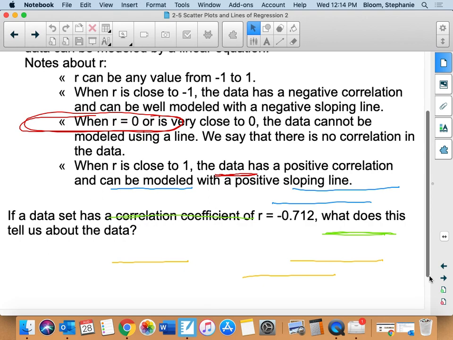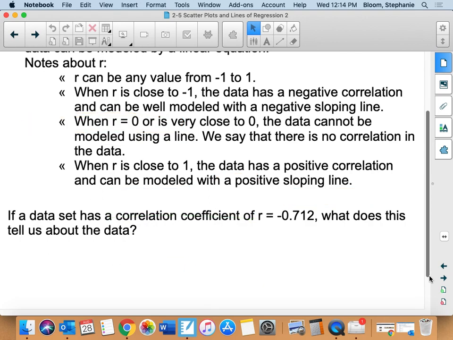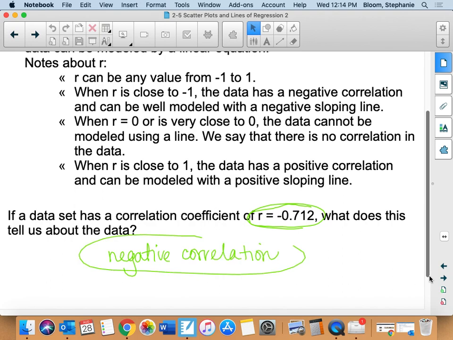Okay, so on this next question here, it says if a data set has a correlation coefficient of R equals -0.712, what does this tell us about the data? So just knowing the R can tell you something about that data. That is close to -1, so this would tell us that the data has a negative correlation.